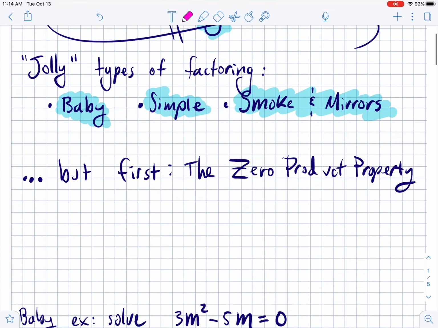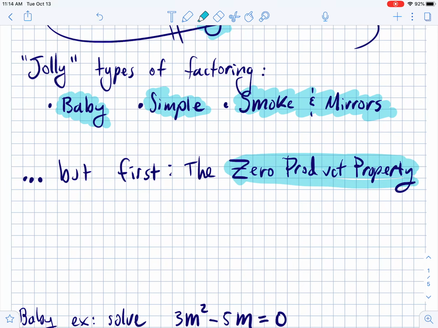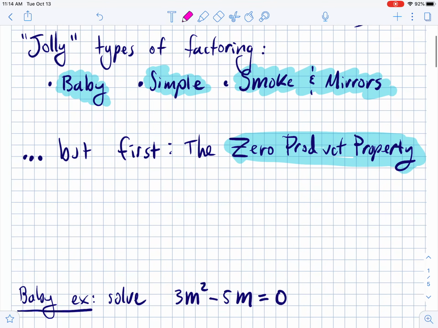Before we get to any of that, all of this kind of hinges on being able to use this thing called the zero product property. Some math teachers call it the ZPP. I just call it the zero product property, but it basically means if you multiply things and get zero, then one or both of the things has to be zero. So just a quick example of the ZPP.